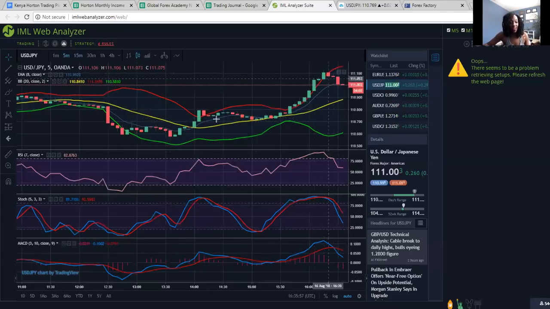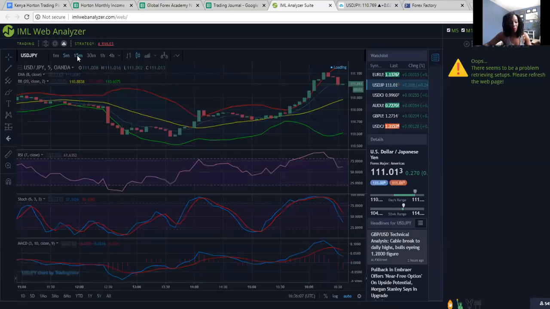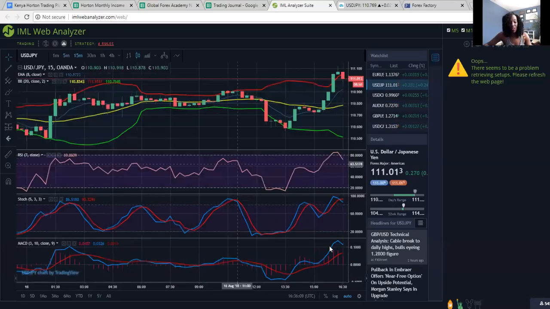You had a nice long buy here. You could have got a lot of pips off of this morning. I did an example of that. Now here's the thing. When the MACD is not closed yet on the 15-minute chart, this tells you you have some possible pullback.